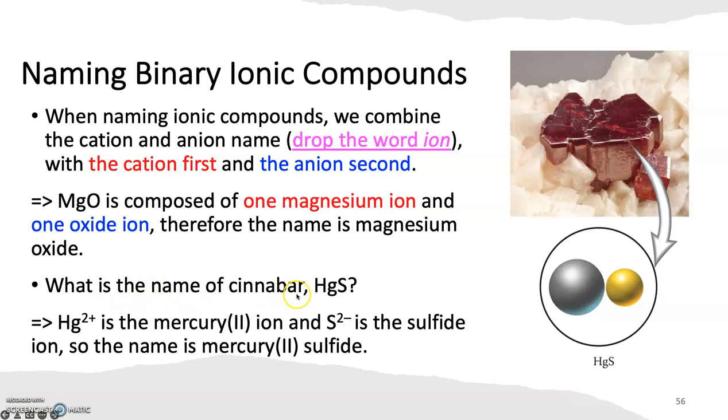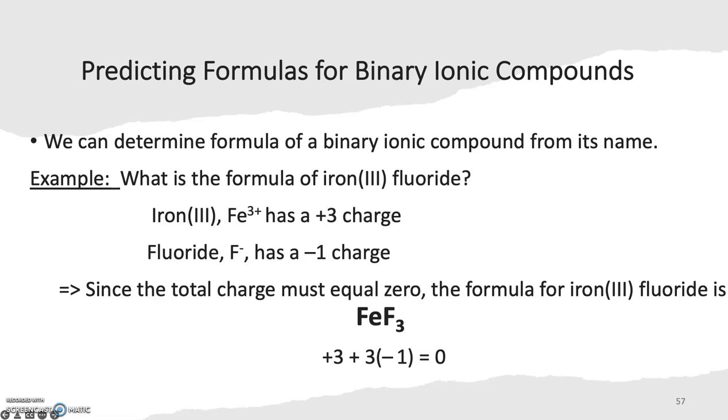Now, what is the name of cinnabar? HgS. Mercury is Hg 2 plus, and sulfide is a 2 minus sulfide ion, so the name is mercury(II) sulfide. You can predict a formula for binary ionic compounds from its name. For example, what is the formula of iron(III) fluoride? You're given the name, iron(III) fluoride. We know that iron(III) means iron with a plus 3 charge. Fluoride, we know, always has a minus 1 charge.